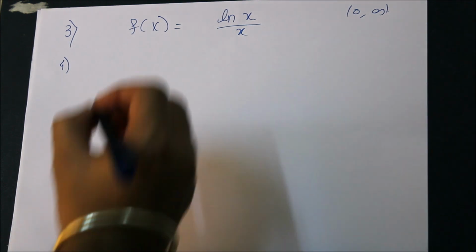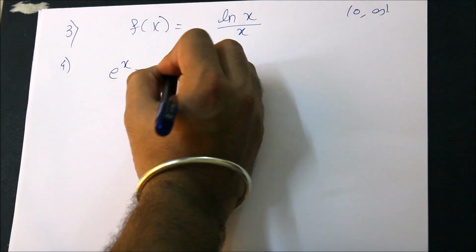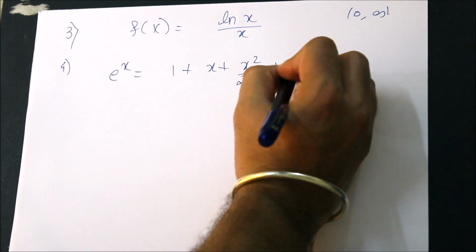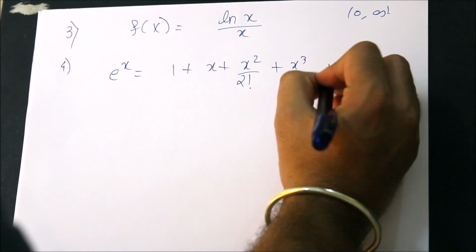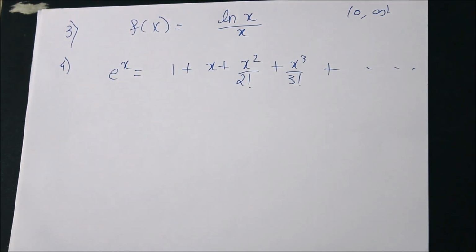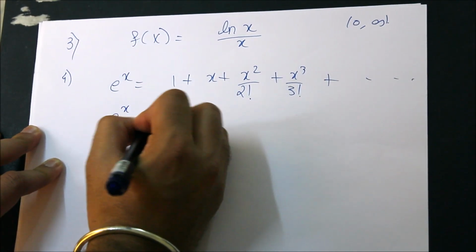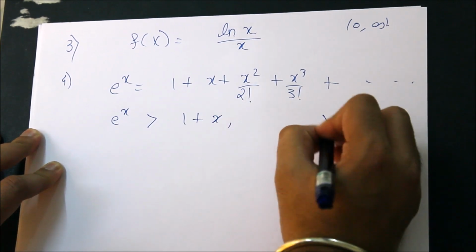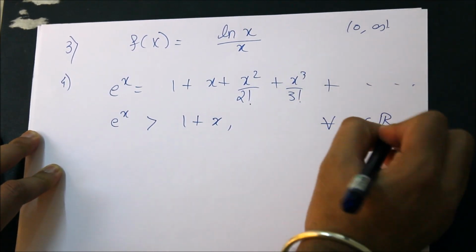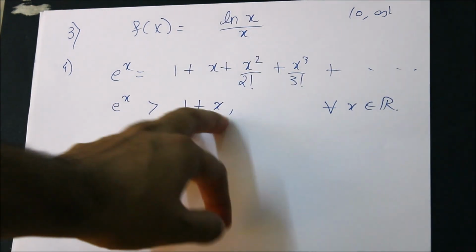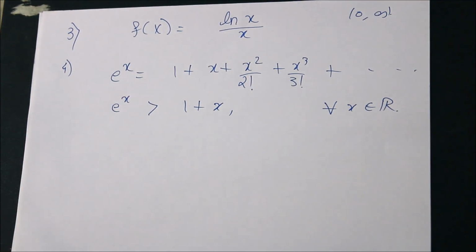So you know the Taylor series for e raised to x, right? It is nothing but 1 plus x plus x square by 2 factorial plus x cube by 3 factorial, and this is true for all x belonging to the real numbers. So since e raised to x is nothing but this series, that means e raised to x is strictly greater than 1 plus x. Right, because e raised to x is the infinite series. So if I truncate all the terms, if I take only the first two terms, I have this relation. Okay, now this is true for all x.